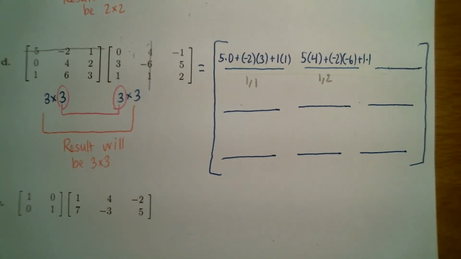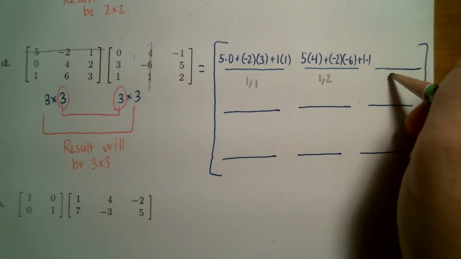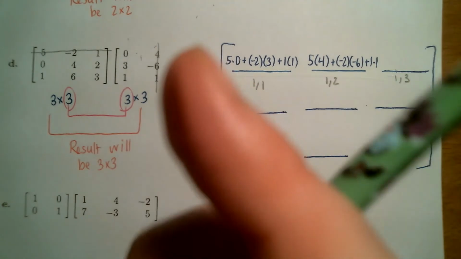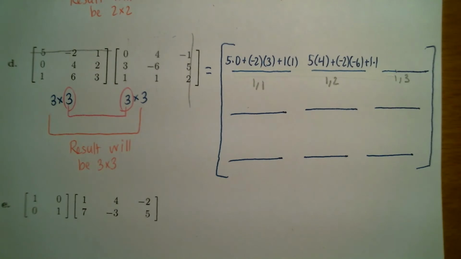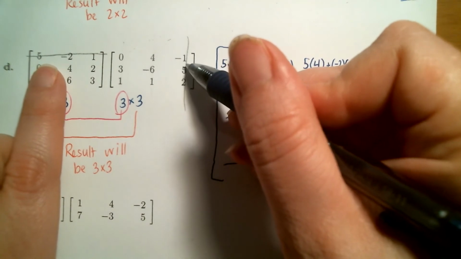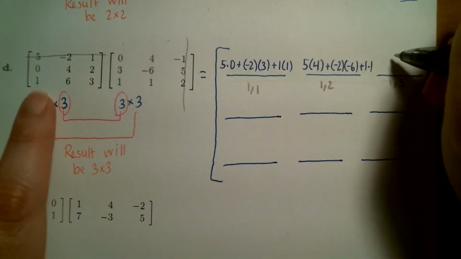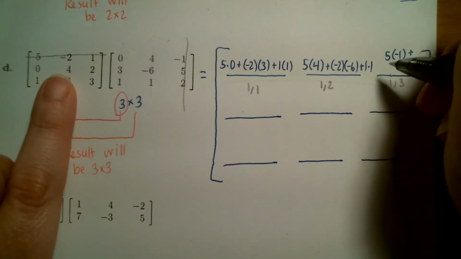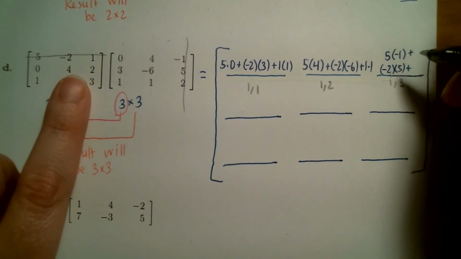Then let's do the last element in this row. This is going to be the first row, third column. So I need to do the dot product of the first row and the third column, so I need to change my column. I'm going to have to squinch here. This is going to be 5 times negative 1 plus negative 2 times 5 plus 1 times 2. Let me write this down: 5 times negative 1 plus negative 2 times 5 plus 1 times 2.